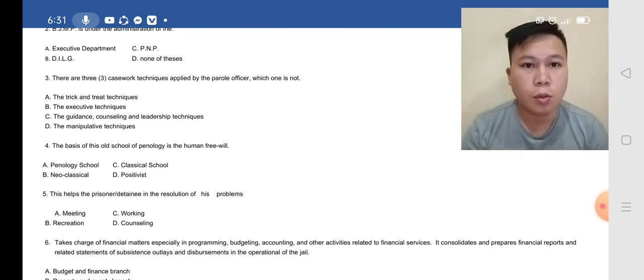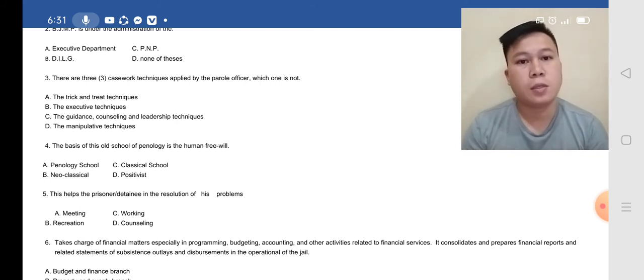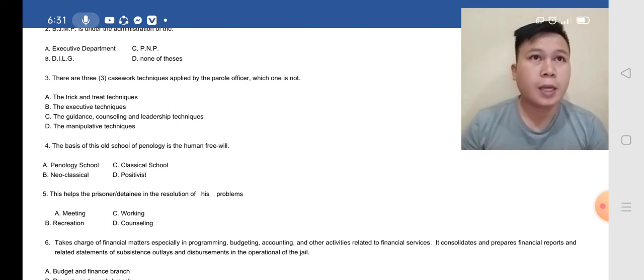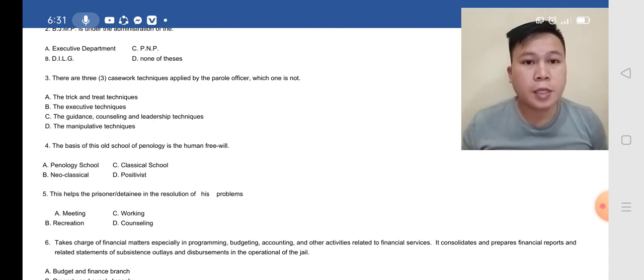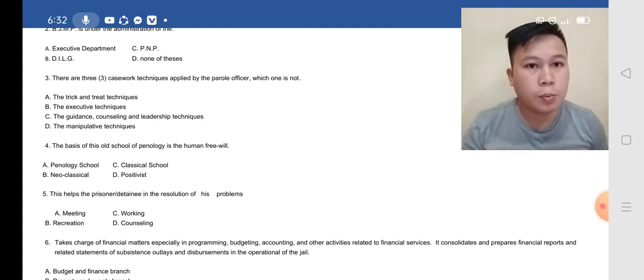The basis of this old school of penology is the human free will. So, is it the penology school, new classical, classical school, or positivist? So, kung makikita natin, there are theories that comprise the criminology profession. Kung ano-ano yung mga theories na yan, dapat alam natin. This helps the prisoner detainee in the resolution of his problems.